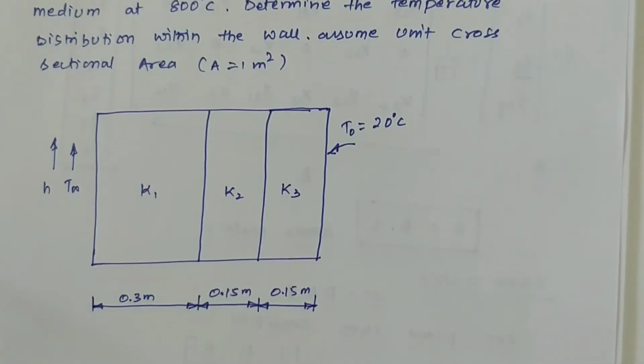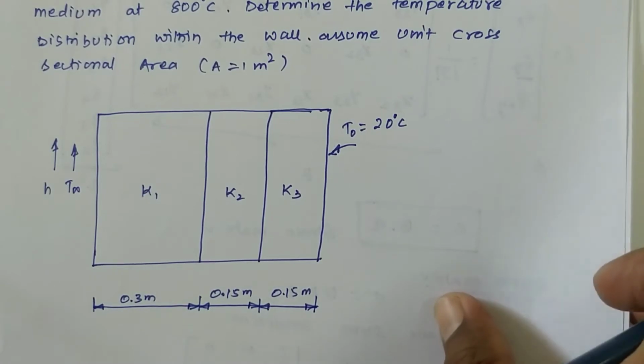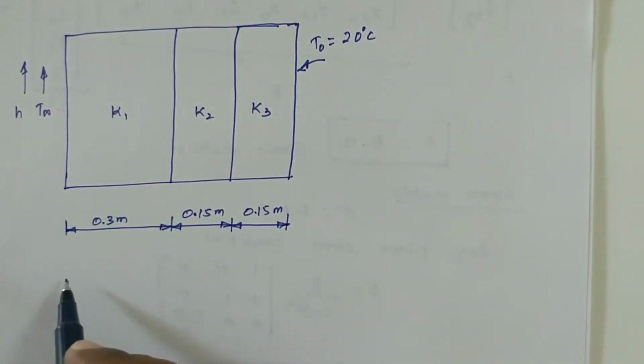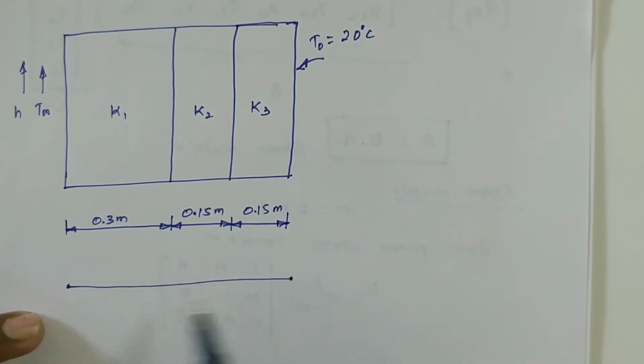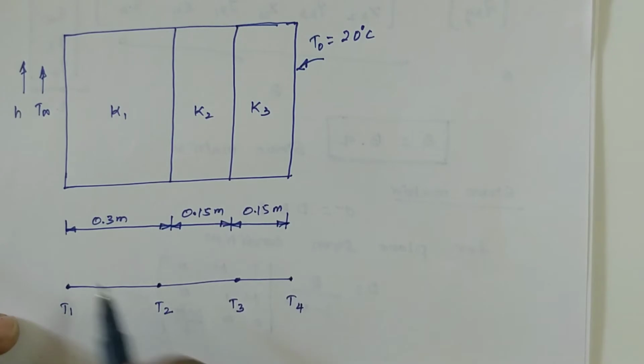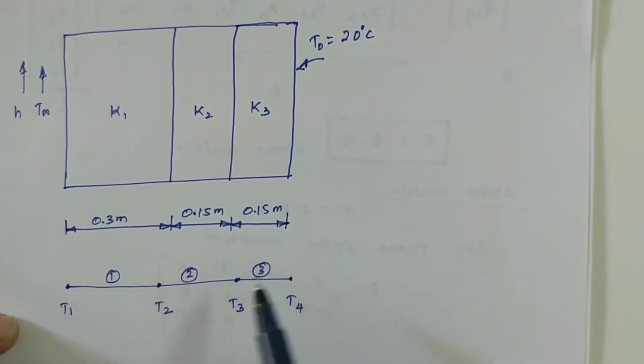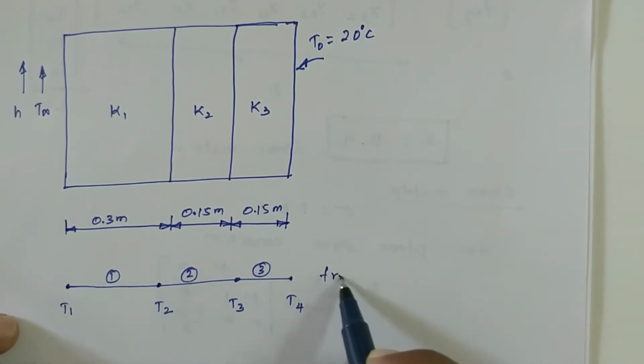Okay, so for this we need to write a finite element structure. So now I'll write the finite element structure for this. We can formulate 4 nodes. We can treat these as T1, T2, T3, T4. Now this will be element 1, slab 2, slab 3. Okay. Now this is the free convection.